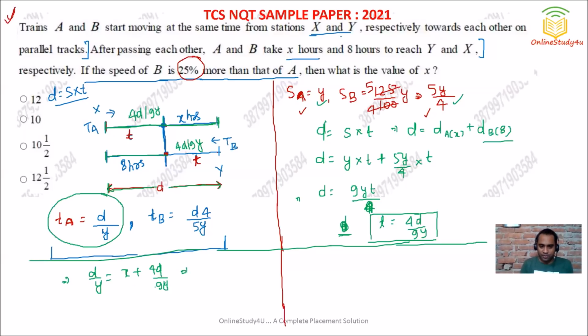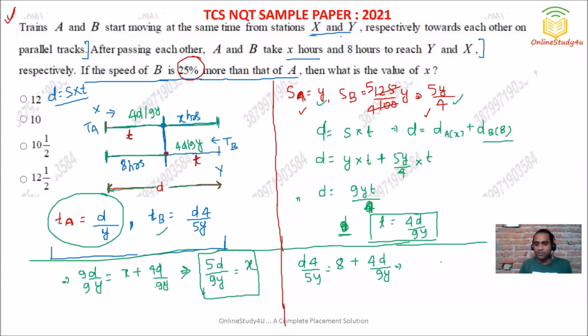Now, if we try to solve this, here also I'll put 9. If the base is the same, there is no problem. Then 5d by 9y will become equal to x, right? So this is the value of x which we are getting from here. Okay, keep it like this. Then the time taken by B is nothing but 4d by 5y. So total time will be equal to 8 plus 4d by 9y.